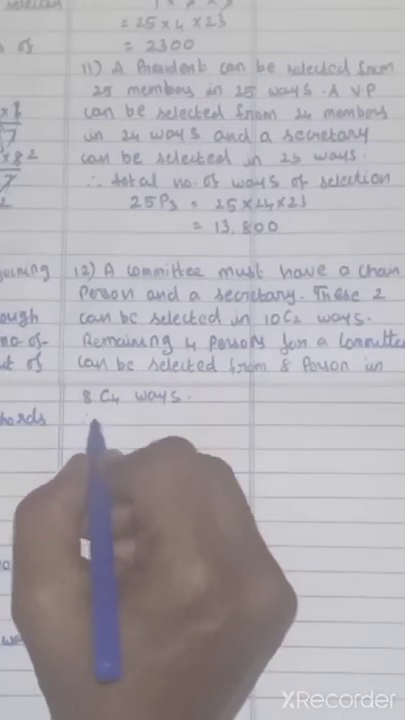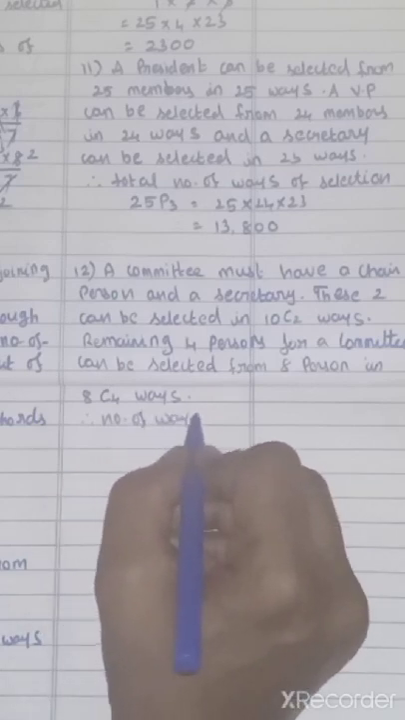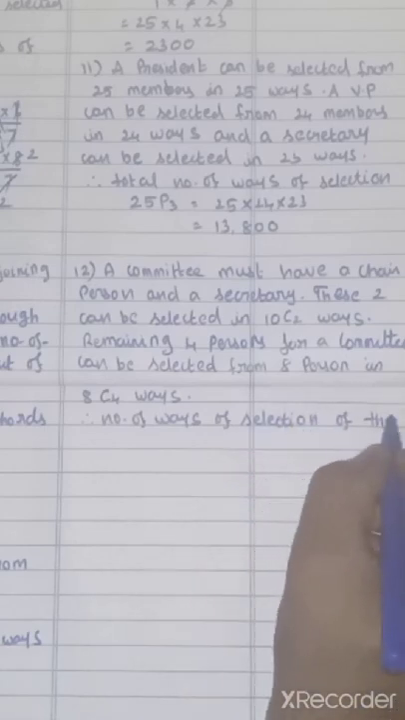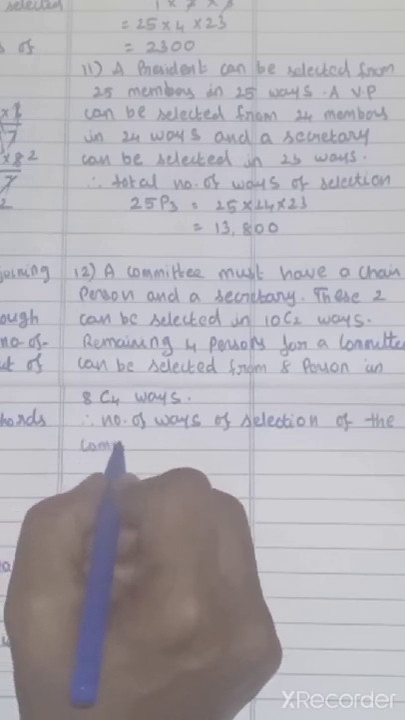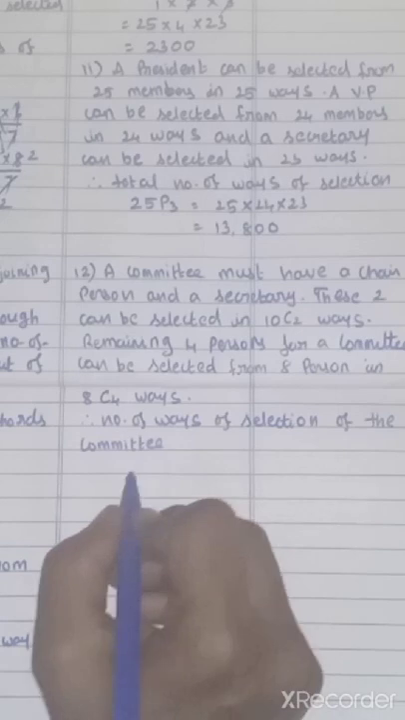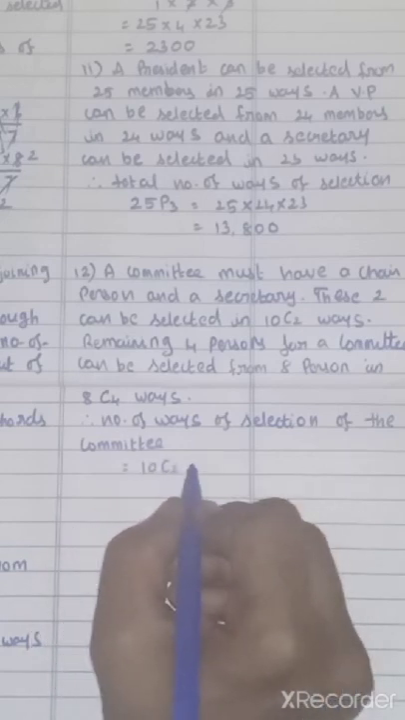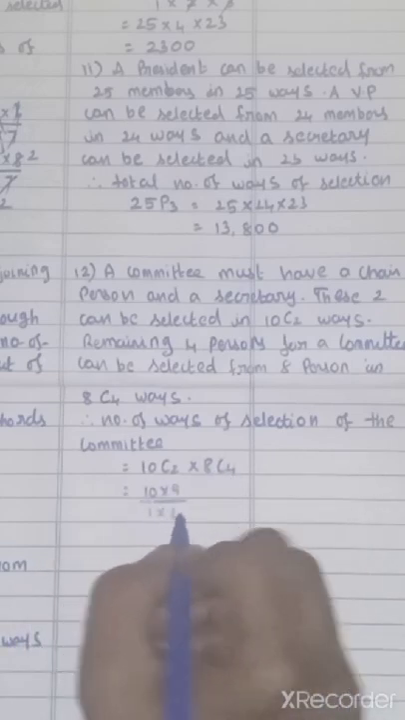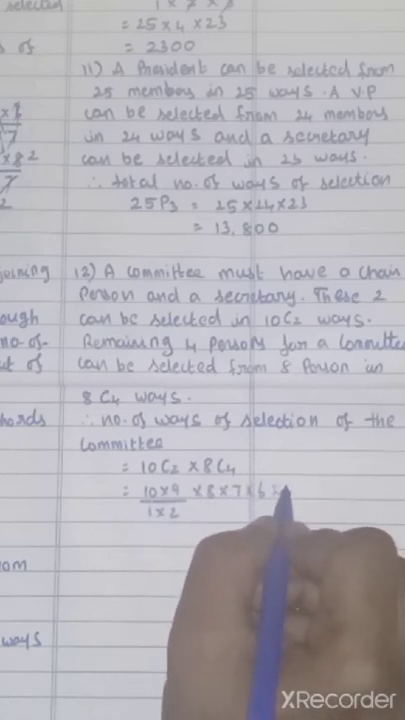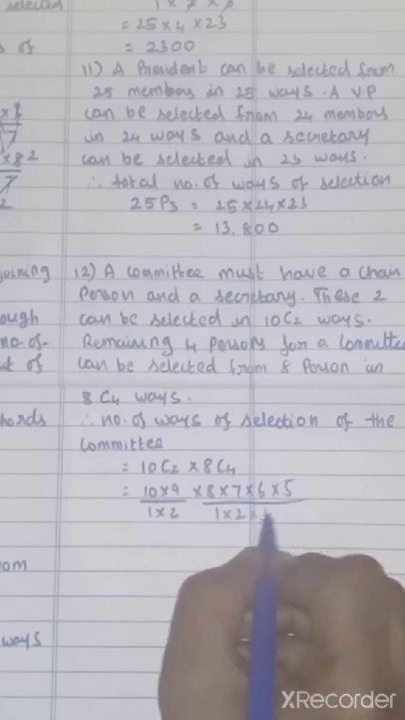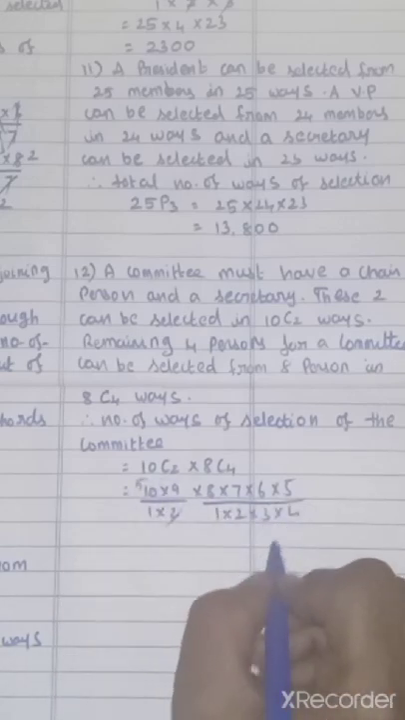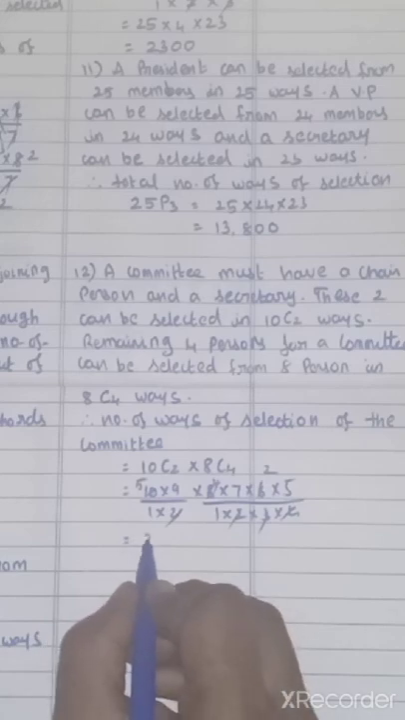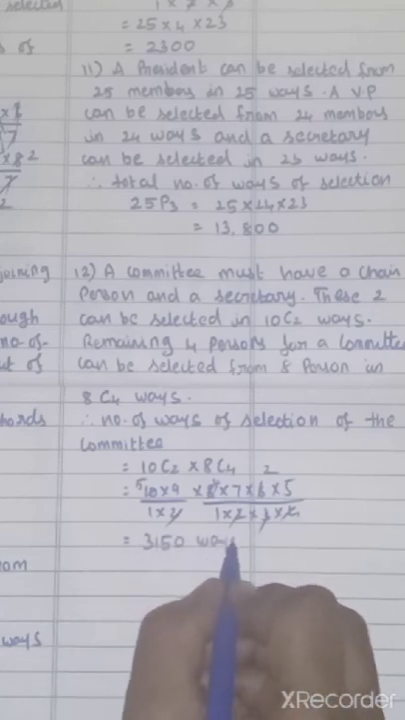Therefore, the number of ways of selection of the committee is 10C2 into 8C4. That is 10C2, 10 into 9 by 1 into 2. 8C4 is 8, 7, 6, 5 by 1, 2, 3, 4. So 2 5 times. Here 4 2 times. 2 2 cancel. Here it is 2 times. So if you multiply, you will get 3150 ways.